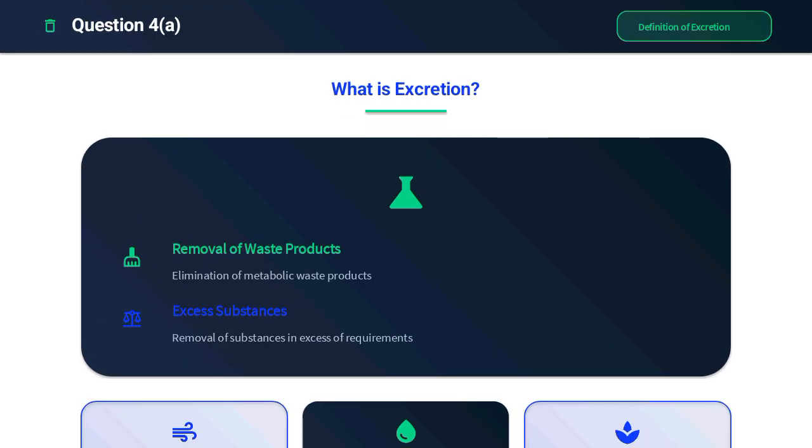Question 4, Part A asks us to describe what is meant by the term excretion. Excretion is often confused with digestion, so be careful. Excretion is the removal of waste products of metabolism from the body. Metabolism refers to all the chemical reactions happening inside cells. These reactions produce waste that must be removed.